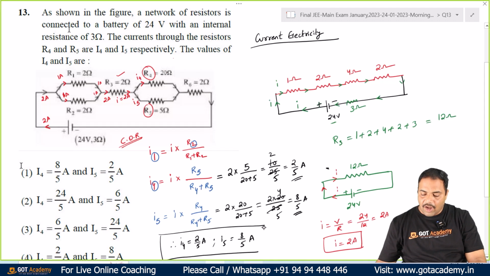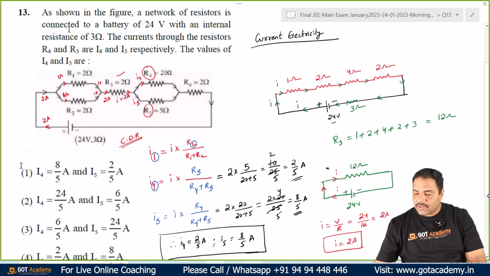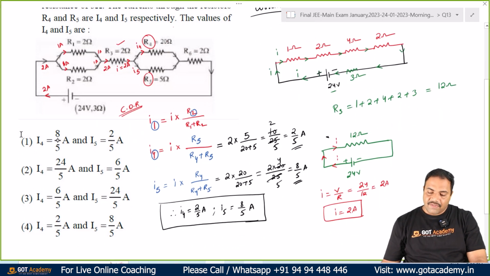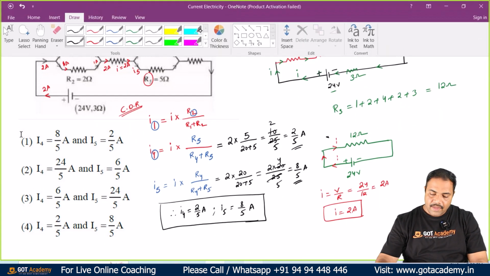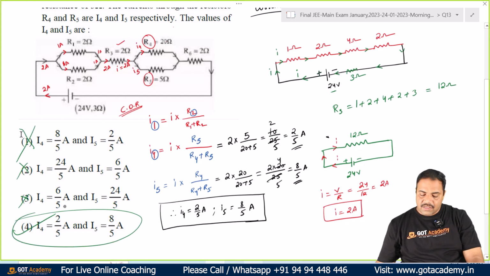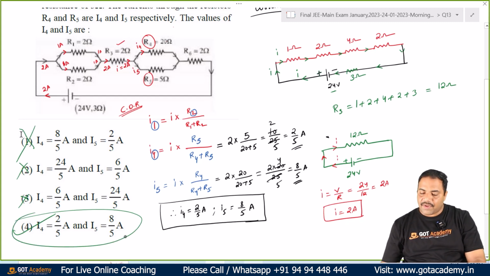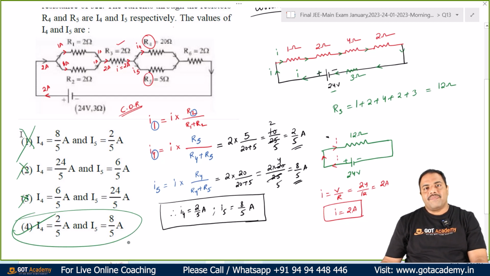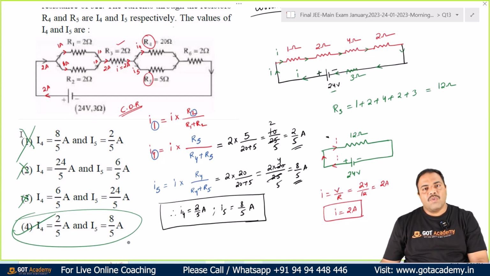Now look at the options carefully. If you look through the options, okay, in the first case I4 and I5 has been reversed. So this is wrong. Okay. Now, this is wrong, reversed. So this is also wrong. This is also wrong. So this is the right option. Fourth option. So I4 is 2 by 5 and I5 is 8 by 5. Okay, children. I think it's very clear. Okay. So we'll move to the next one.